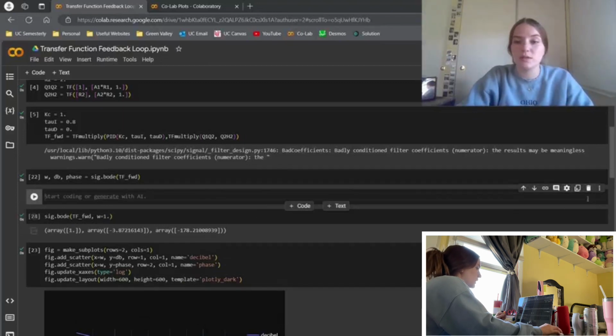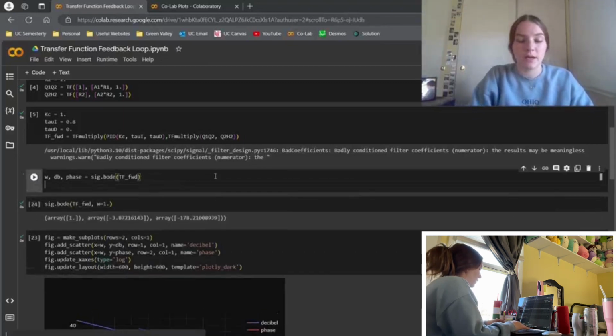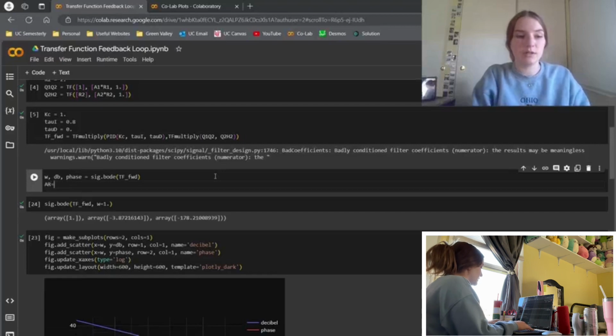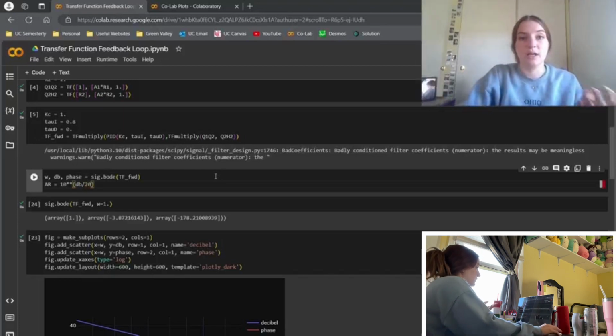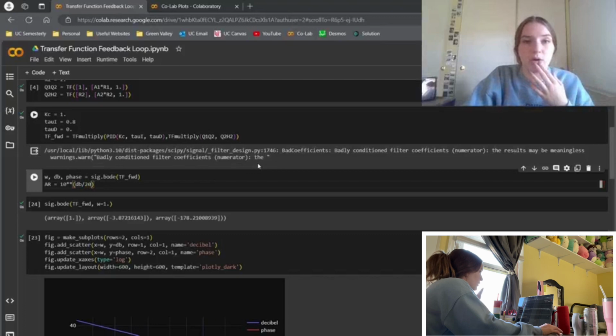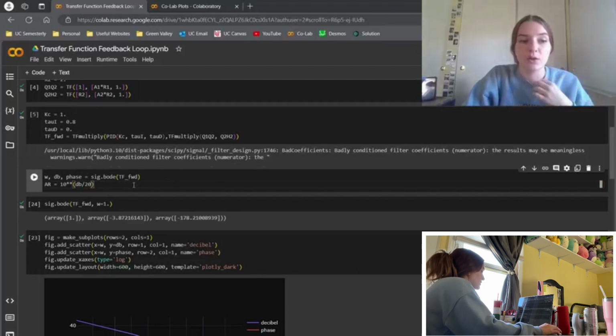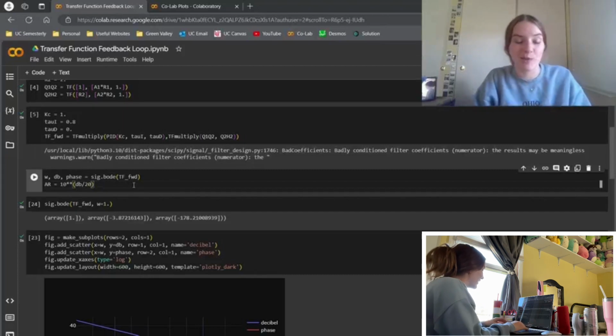So we can say that our amplitude ratio is equal to 10 to the power of dB divided by 20. And again, this is using our root power quantities to describe our decibels. That is an equation that someone figured out a long time ago.